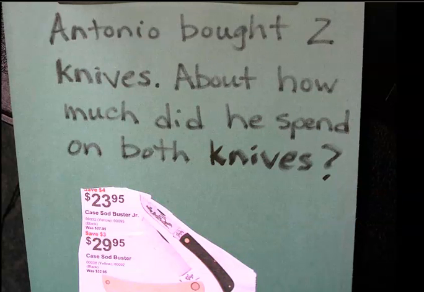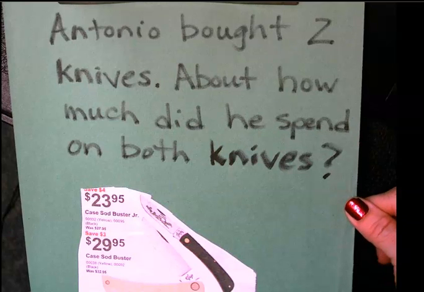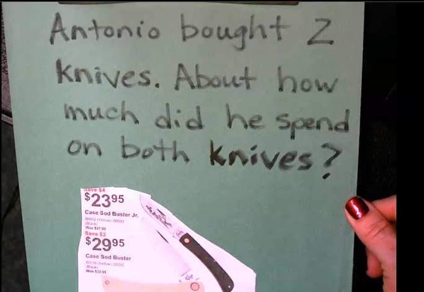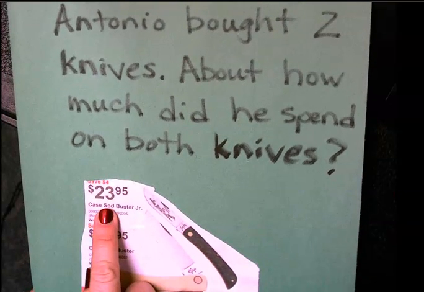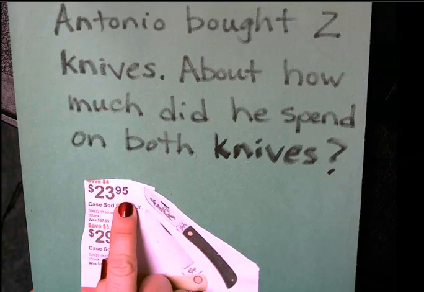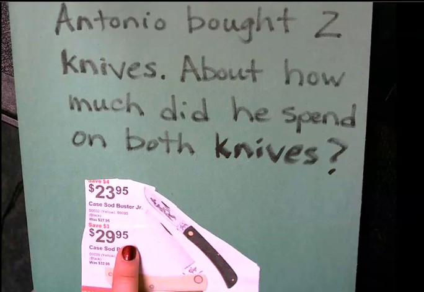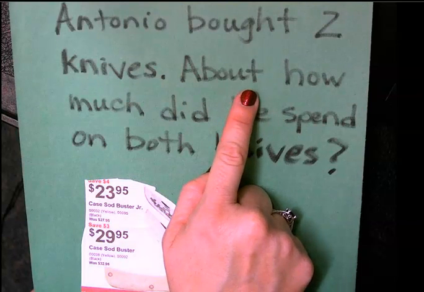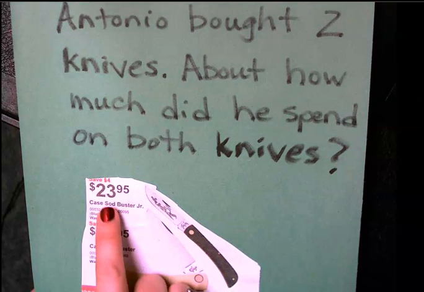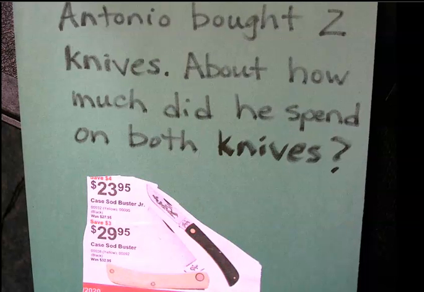Let's look at one more here. This is by Antonio. He says Antonio bought 2 knives. About how much did he spend on both knives? Okay, so one knife is $23.95 and the other knife is $29.95. Pay attention to this word about. Okay, so we're going to round first. Let's go ahead and round $23.95 to the nearest dollar.